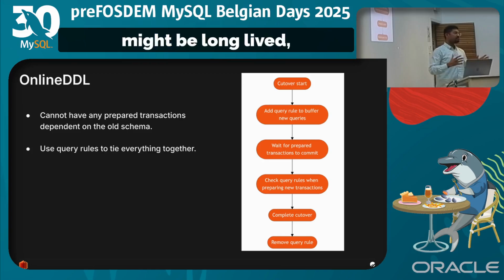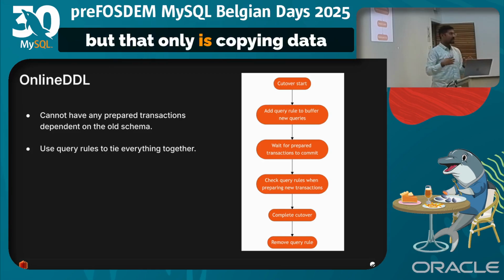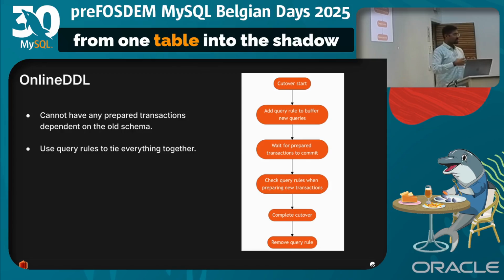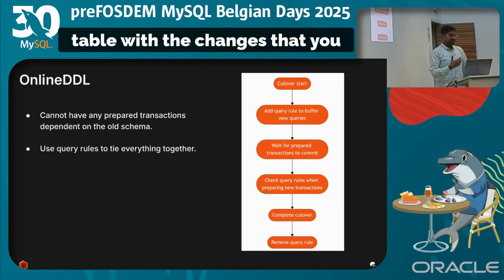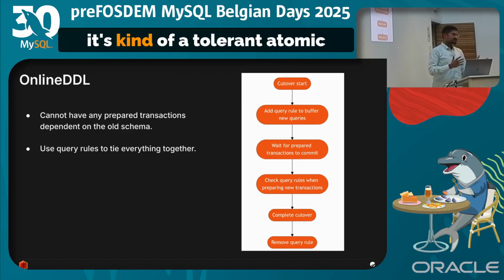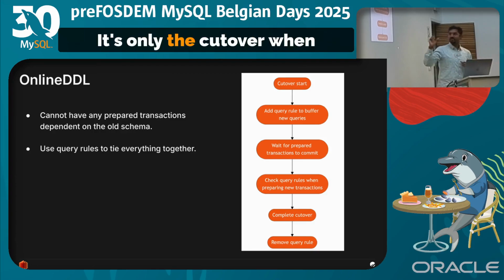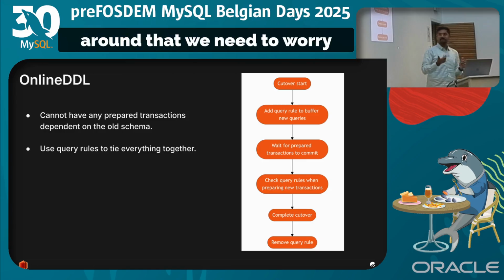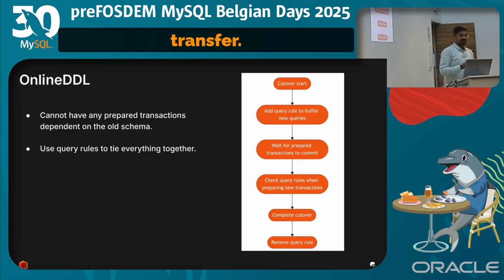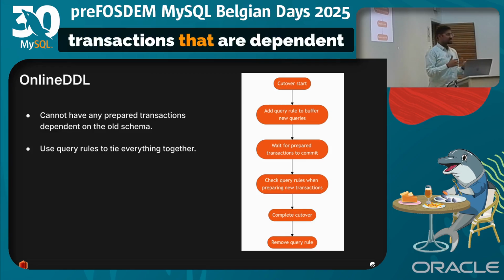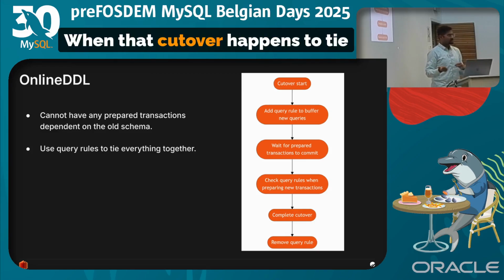The online DDL itself might be long-lived, but that is only copying data from one table into the shadow table with the changes that you've requested in the schema. That is orthogonal to atomic distributed transactions, which will continue to go into your main table. It's only the cutover, when you're switching the two tables around, that we need to worry about atomic distributed transactions. And we cannot have any prepared transactions that are dependent on the old schema when that cutover happens.